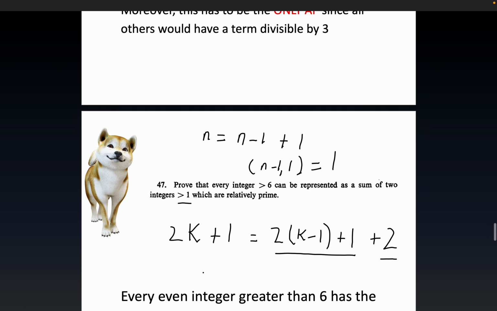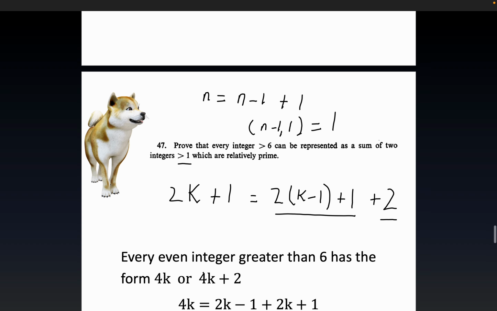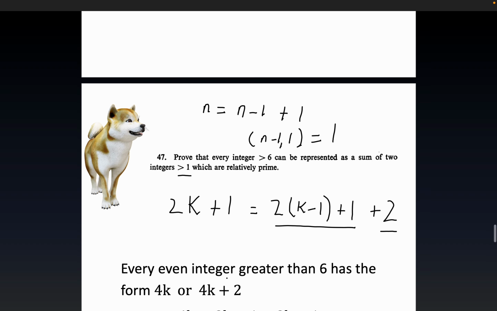Now the even case requires a little more care. Any even number is either in the form 4k or 4k plus 2. Why? Because the only other possibilities would be 4k plus 1, but that would make it an odd number, or 4k plus 3 would make it an odd number, right? So every even number greater than 6 has this form.